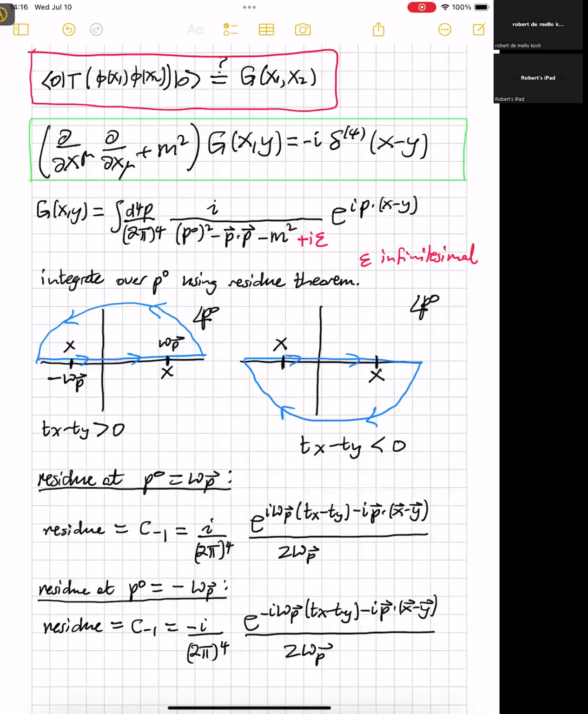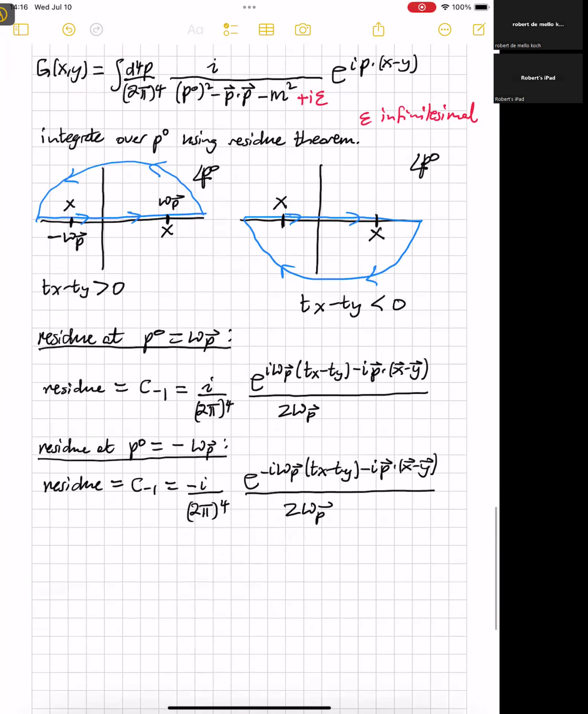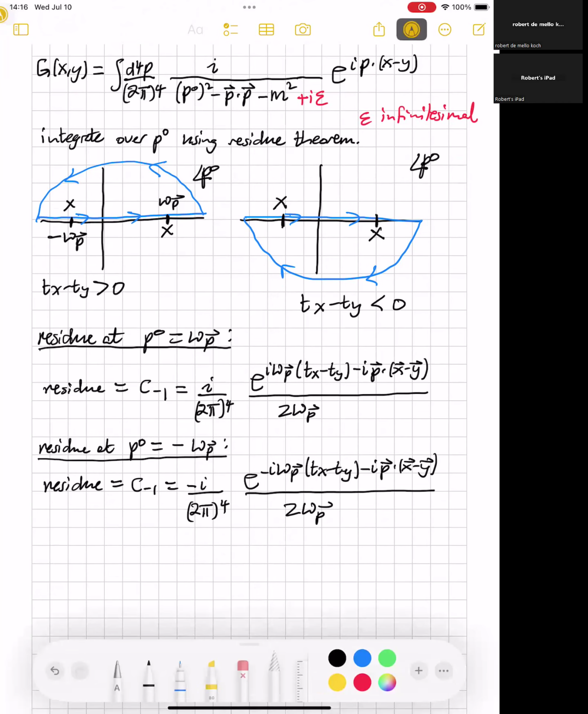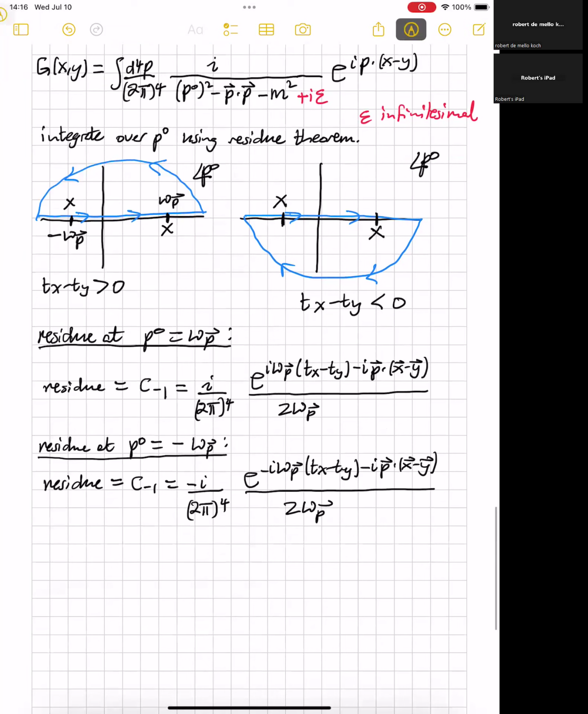Okay, so we now have everything that we need to write down the answer for the Green's function using the residue theorem. So let's do that. So what is G of x comma y equal to?